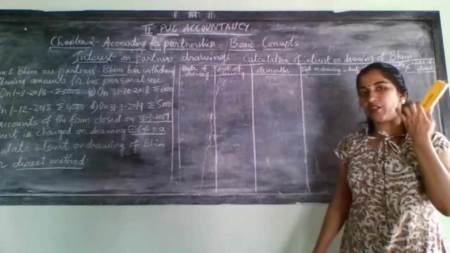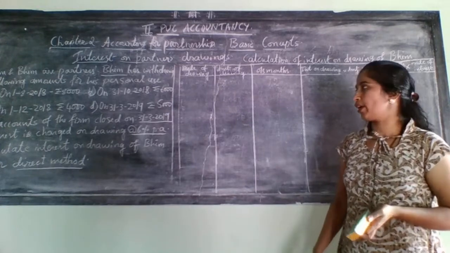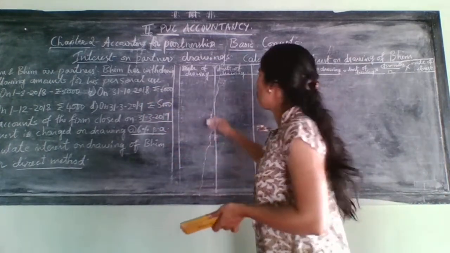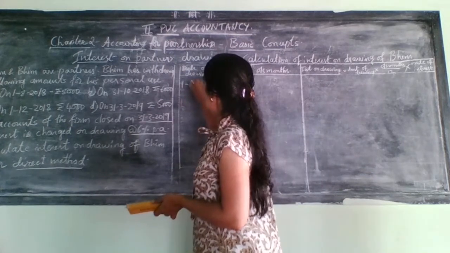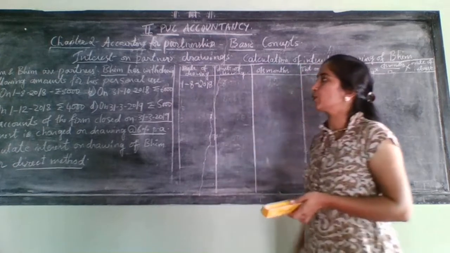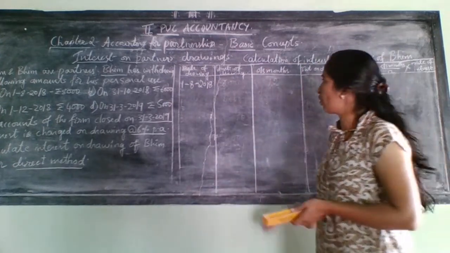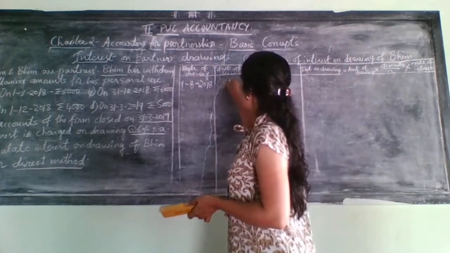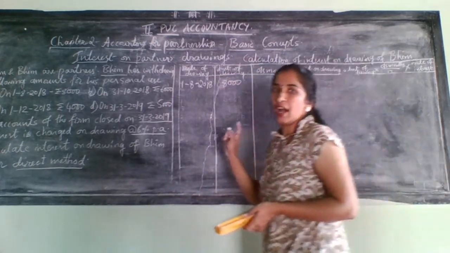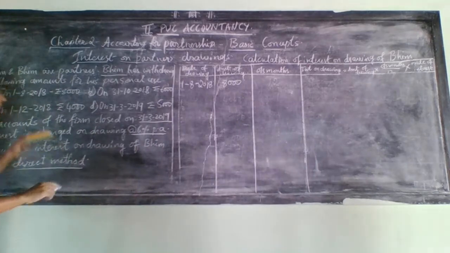Okay. First thing, what we need to write down first? First, we need to write the date of drawing. Okay. Date of drawing. First one. Which is that date? 1/8/2018. 1/8/2018. Amount of drawing is 8,000.